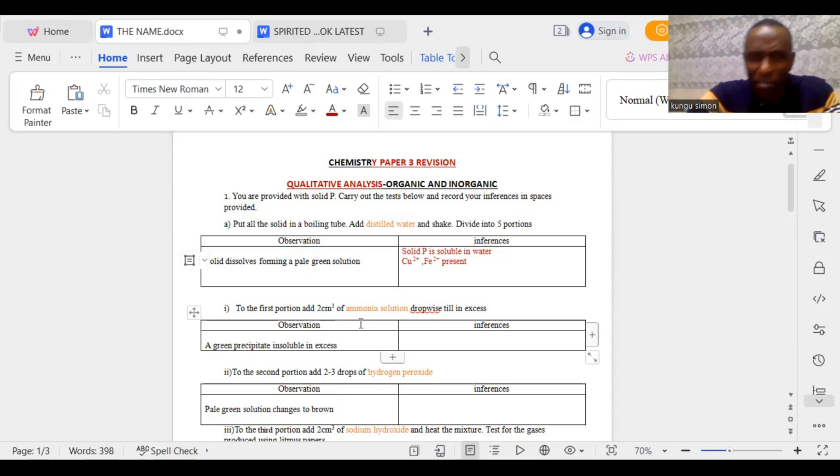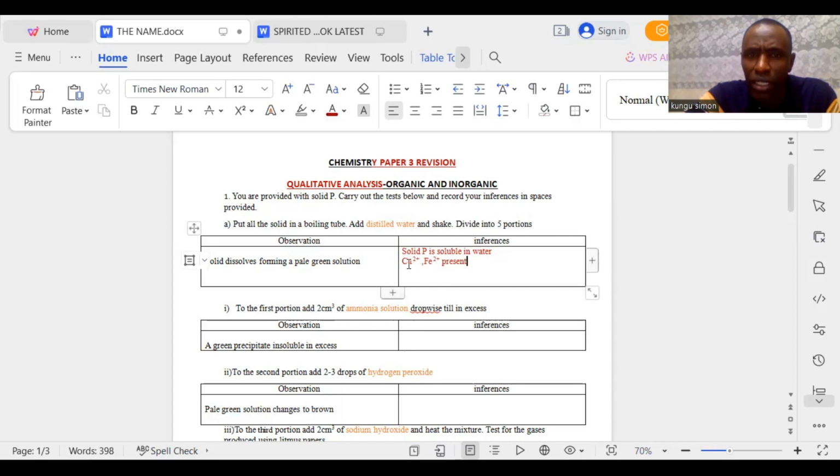Let's get to the ammonia solution. I must have discussed ammonia solution in one of my past discussions here. With ammonia solution, we can test for various cations, but I want us to narrow down to what we have: copper ions and iron 2 ions. These are our two probabilities, and this is where an examiner expects you to differentiate between these two.